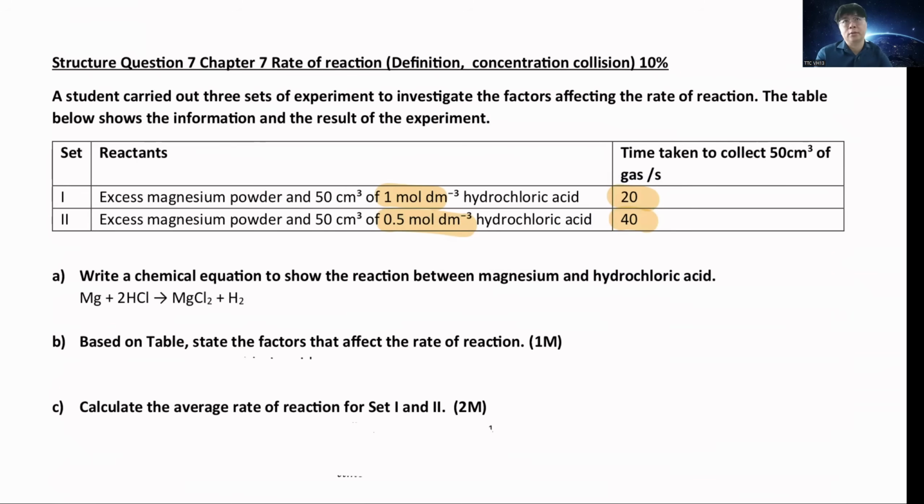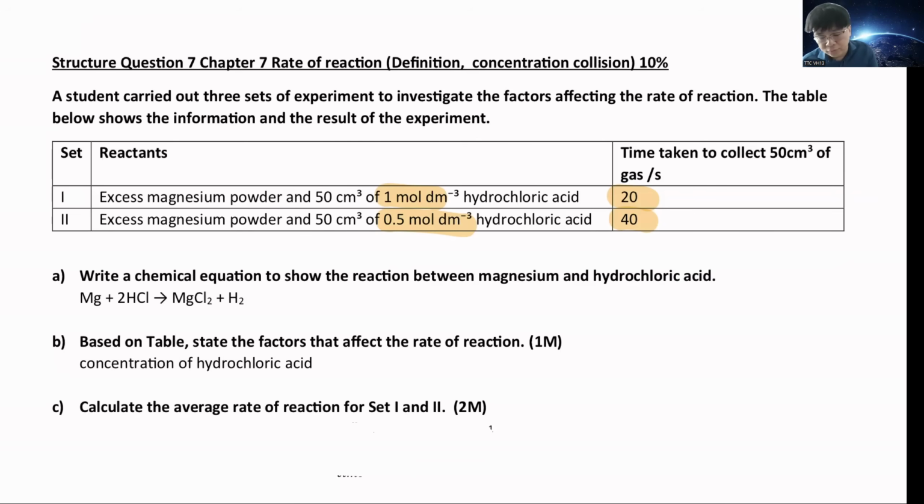So Mg + 2HCl becomes MgCl2 + H2. The factor we'll call concentration of hydrochloric acid. Don't just write concentration, must write concentration of hydrochloric acid. Okay, because as I say, chemistry marking is very strict.